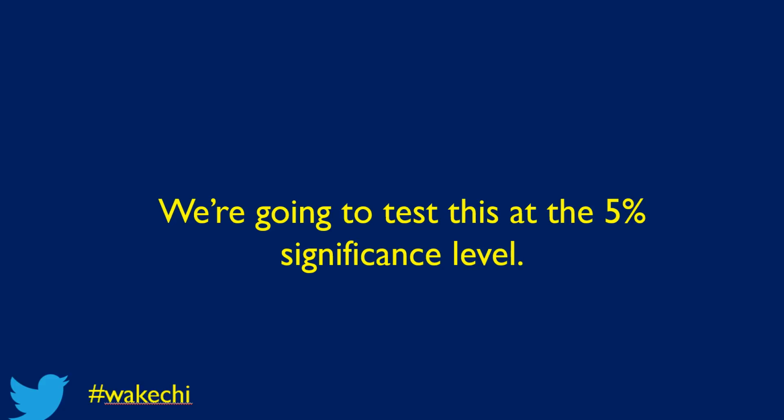We're going to test this at the 5% significance level. So we need to be at least 95% certain, or, in other words, at most we're going to give ourselves a 5% chance of being wrong. Typically, when you do a lot of hypothesis testing, the 5% significance level is a common level to use, but we can use other levels as well.